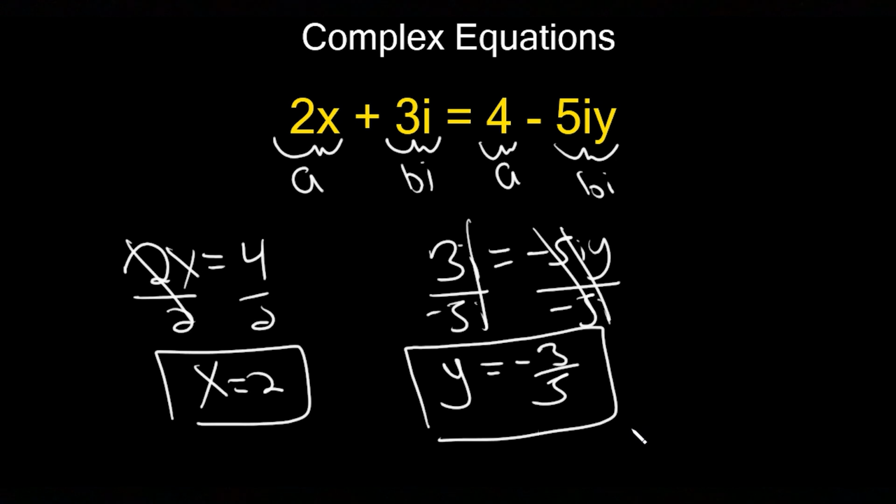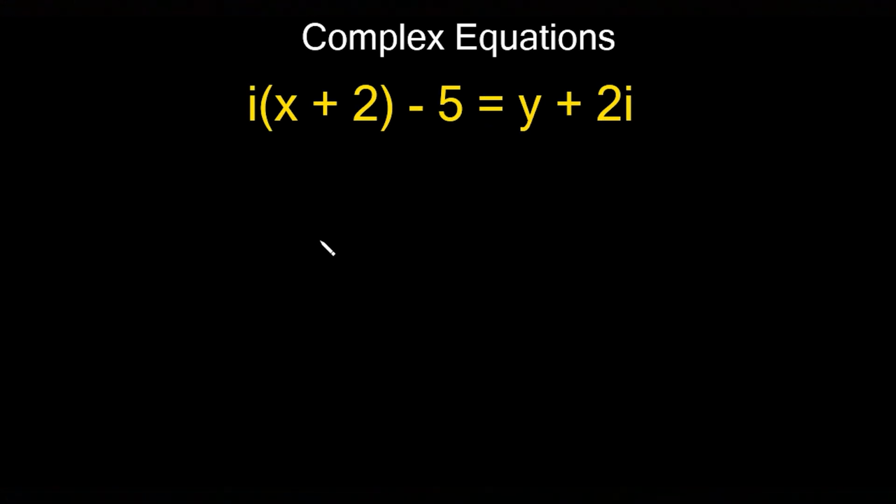So you don't have to go ahead and rewrite everything in terms of a and bi. You don't have to do that. Just remember to keep your real parts together and keep your imaginary parts together. All right, let's go ahead and try another example. So here's our next example. Same thing. We're just going to keep the real parts together and the imaginary parts.